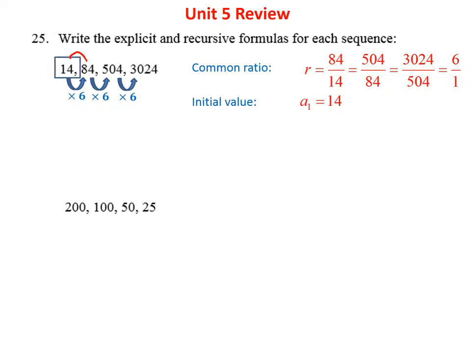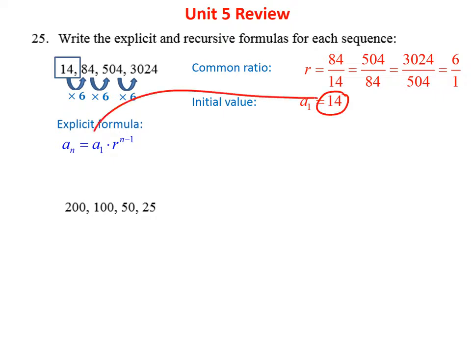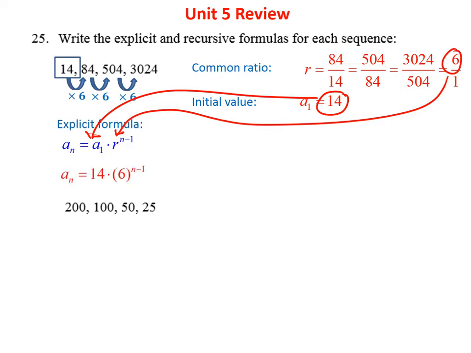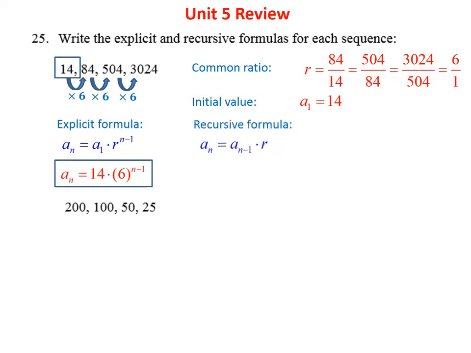So now we have all the information we need to write down our formula. Our explicit formula first says that the nth term equals the first term times r to the n minus 1. So I'm simply going to take my first term and plug it in there. I'm going to take my ratio and plug it in there. And so we have a_n equals 14 times 6 to the n minus 1, and that's our explicit formula.